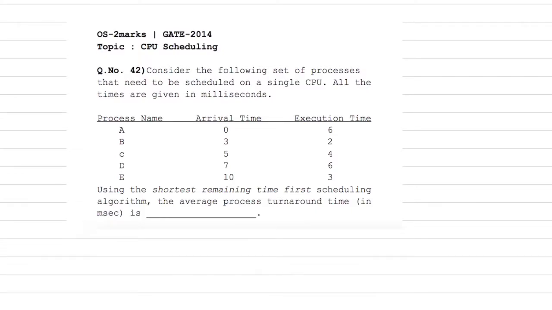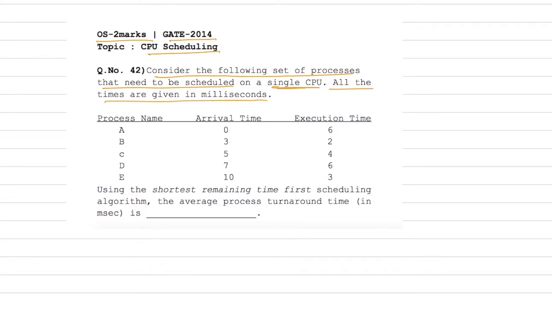So here we have an operating system 2 marks question from the paper GATE 2014, and it's based on the topic of CPU scheduling. So let's read the question. It says consider the following set of processes that need to be scheduled on a single CPU, and all the times are given in milliseconds.